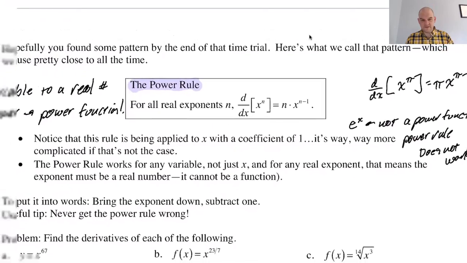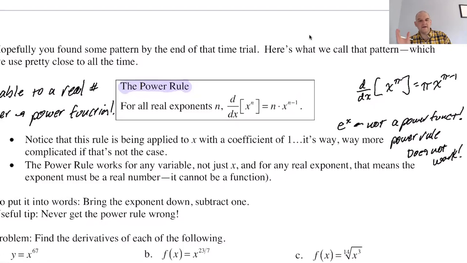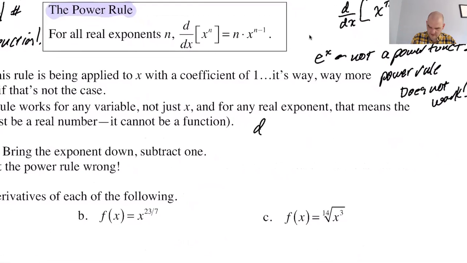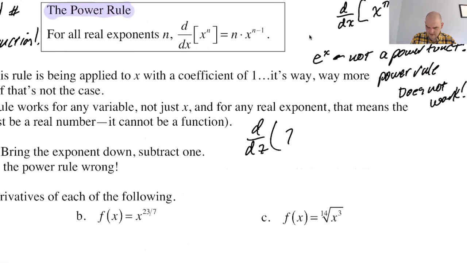So then there are a couple of things here. The rule is being applied to x with a coefficient of 1. So it's way more complicated if you have something like the quantity 3x minus 5 to the fifth. That's not a power function. The power rule doesn't apply. Furthermore, it works for any variable, as long as you have a real exponent. So you could do d/dz of z to the 7th, right? So z is the independent variable. So the derivative with respect to z will be 7z to the 6th.